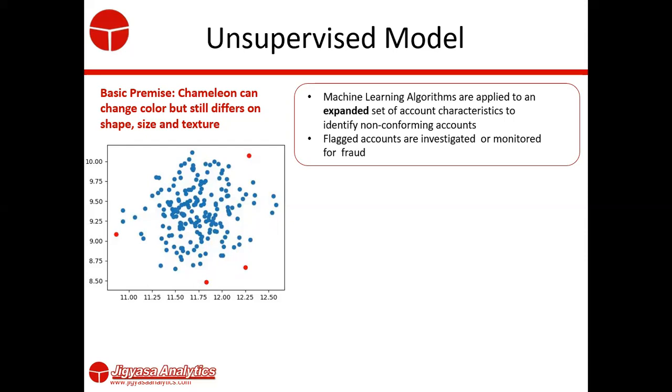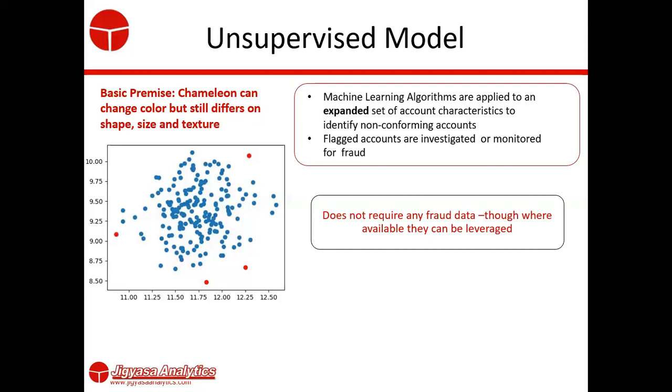So a key thing over here is, we must remember, we are not looking at actual flagged incidents of fraud to do this. Rather, we are looking across a large, expanded set of characteristics, applying machine learning algorithms over that expanded set, and then flagging accounts to be investigated or monitored for fraud, because we see anomalies when we expand that dimension.